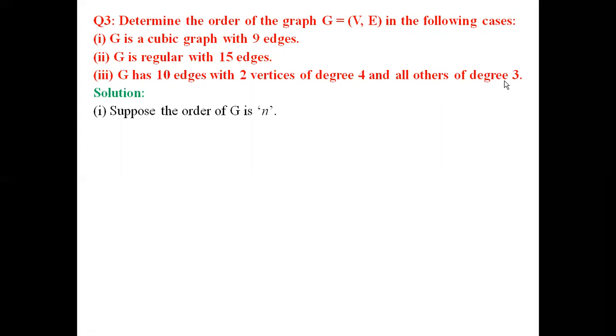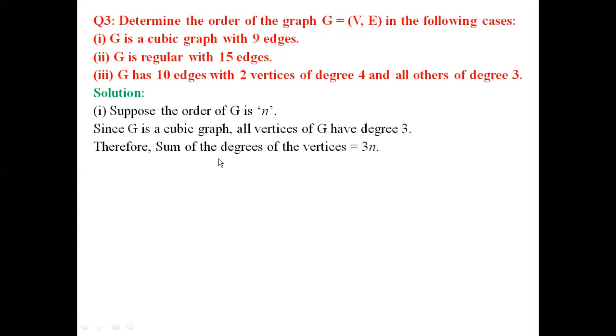Solution. Suppose the order of the graph is n. We assume there are totally n vertices in the graph. Since G is a cubic graph, a 3 regular graph is nothing but a cubic graph, all the vertices of G have degree 3. It is given it is a cubic graph, so it has degree equal to 3 for all the vertices.